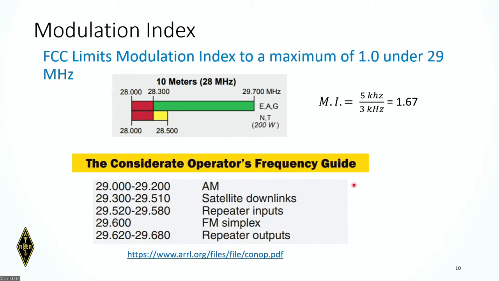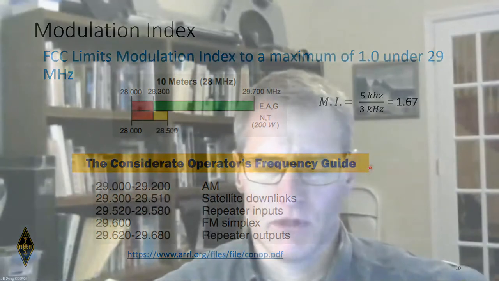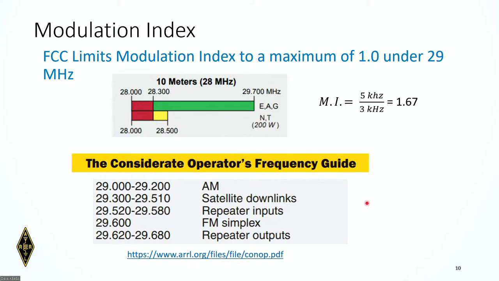This is a bigger document. I just took out the stuff that was on 10 meters. But if you go to the ARRL site and search on considerate operators frequency guide, that will give you all of the digital frequencies and special frequencies over the entire HF bands. Okay, so in addition to the first part, which I'm more familiar with, we should really pull out this considerate operators guide and know all that stuff too. Yeah. I keep a copy of that next to my radio. I keep a copy of the ARRL band plan and this document and refer to it often. Okay.